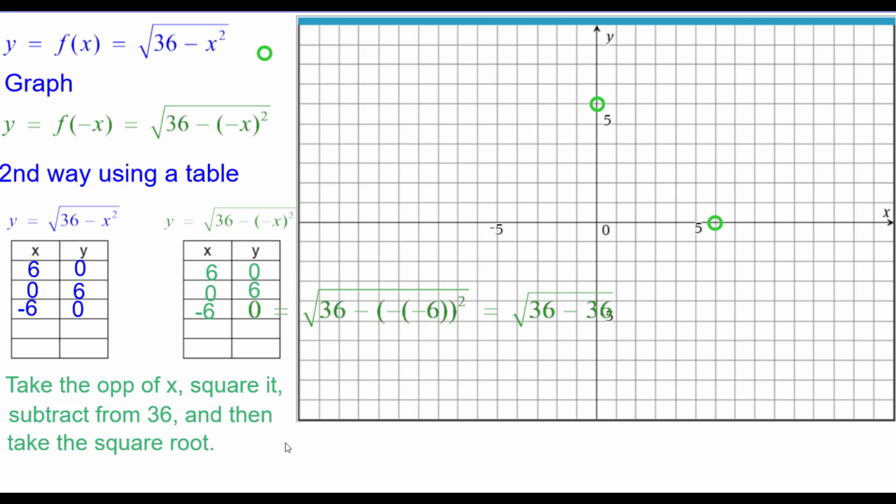And when x is negative 6, the opposite is positive 6. Squaring it again, you get 36. And subtracted from 36, you get 0. The square root of 0 is 0. Negative 6, comma 0.